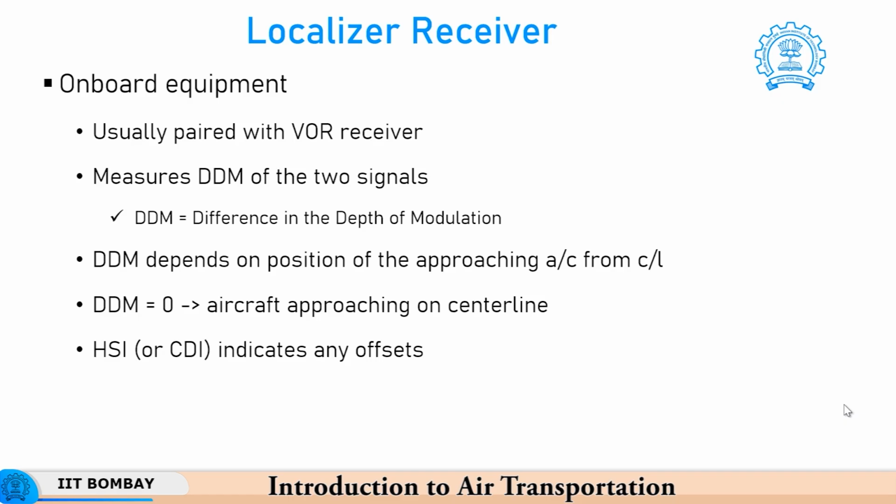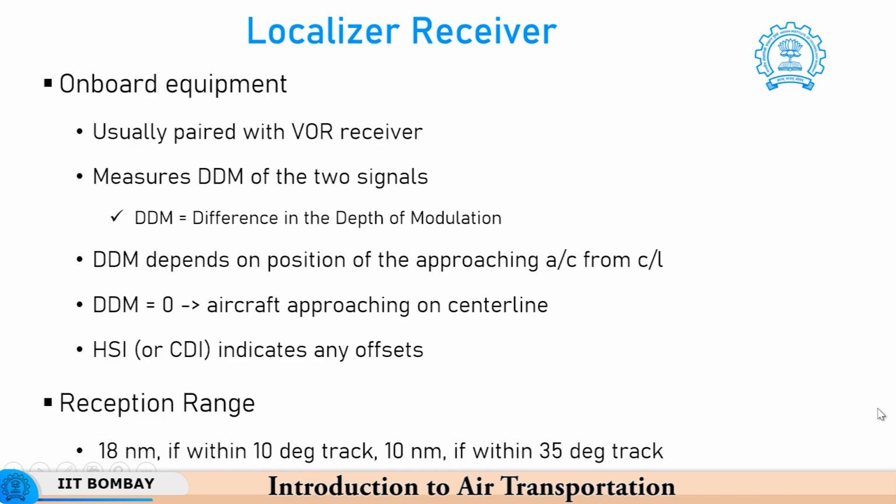Then you can use the horizontal situation indicator or the course deviation indicator mounted on the aircraft to show any offsets. Okay. And the reception range of a localizer receiver is around 18 nautical miles if you are within a 10-degree track, and if you are within a 35-degree track it is 10 nautical miles. So, 10 nautical miles is also the range at which you can get the signals.